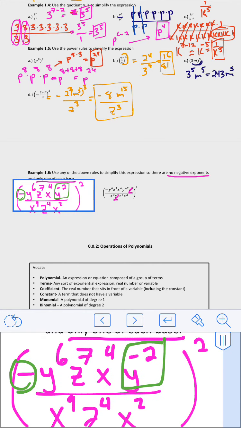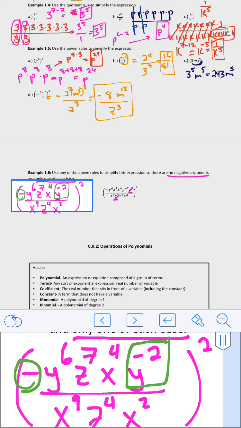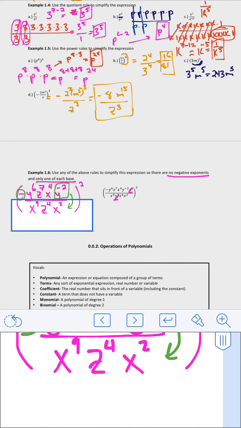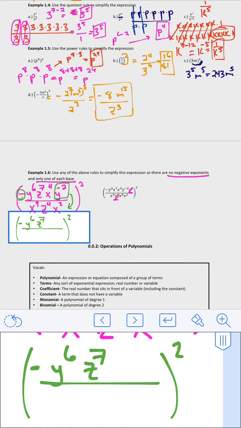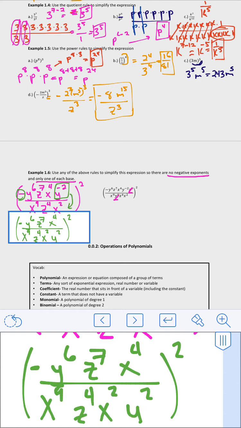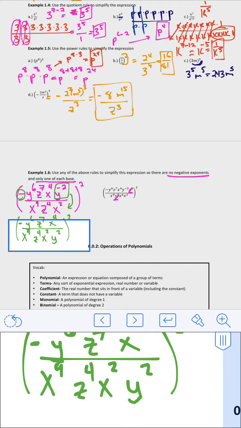So it looks like the only thing that's going to happen is this y to the negative 2nd. I'm going to take that and use the reciprocal, which is 1 over y to the 2nd, or in other words, it's going to go to the bottom. Everybody else is going to stay the same. So again, a big old parentheses, it's still squared. I still have a negative out front. Y to the 6th, z to the 7th, x to the 4th. Now the y squared is going to be on the bottom, but I'll get that in a sec. X to the 9th, z to the 4th, x squared, y squared. So the only thing that changed is that y squared went on the bottom.